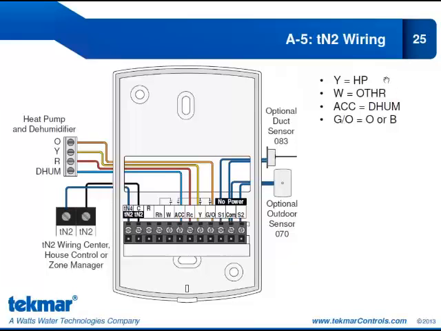Our settings, Y will be set up for heat pump. W is set up for other. Now the reason is because we're connected to a wiring center, so we don't have the option for HRF1 or HRF2. Our accessory relay will be set up for dehumidification, and the GO relay will be configured for O or B depending on the region where you live.